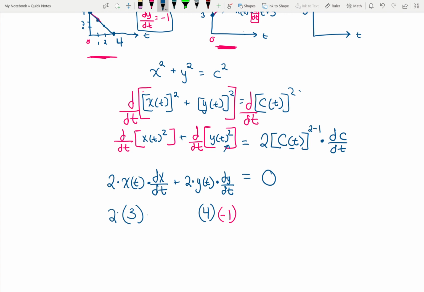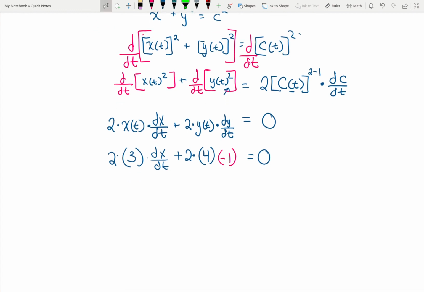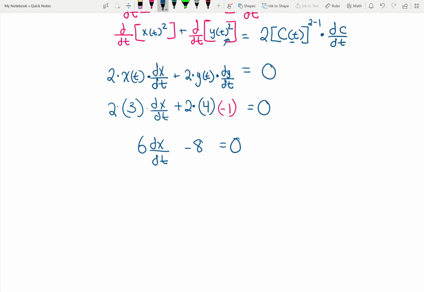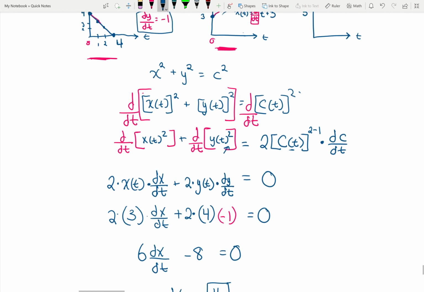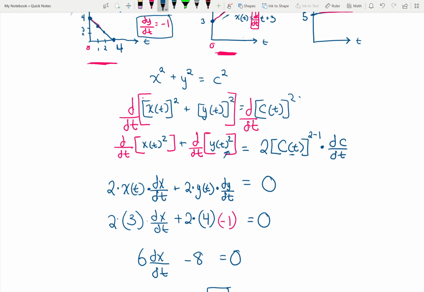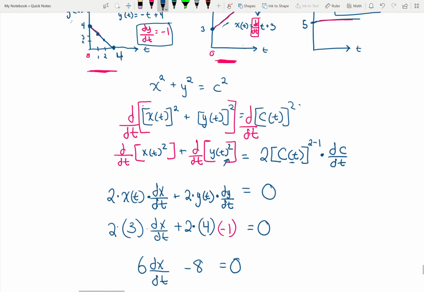So 2·3·dx/dt plus 2·4·(-1) equals 0. So what do I get here? I get 6 dx/dt minus 8 equals 0. All we got to do is use some simple algebra, and we see that dx/dt equals 4 over 3. So this is the rate at which the base of the ladder is moving away from the wall.